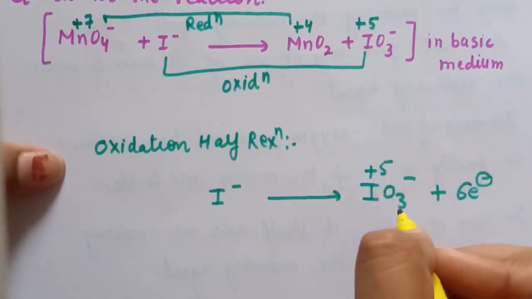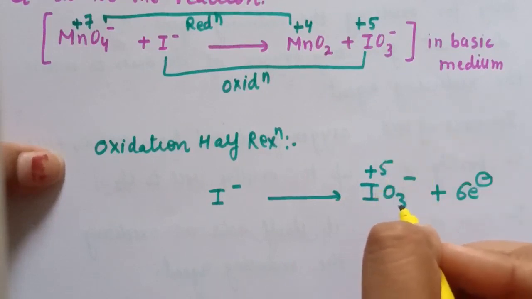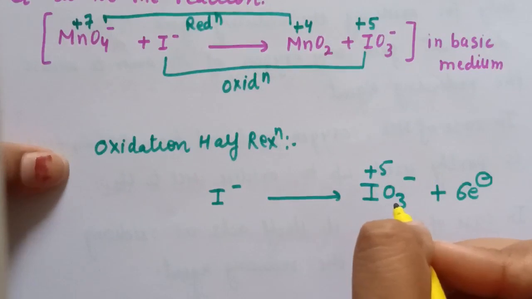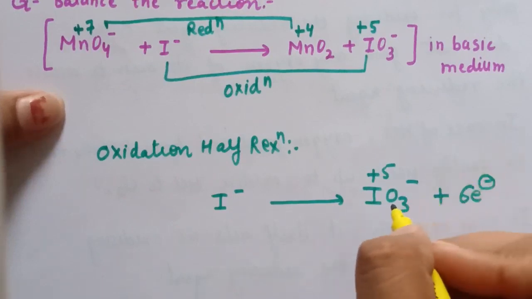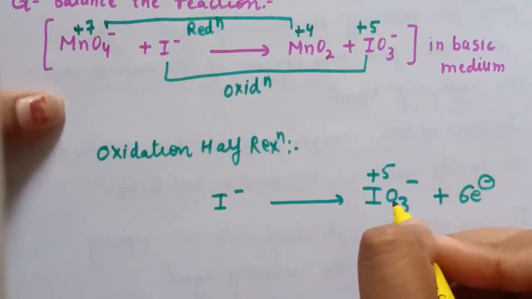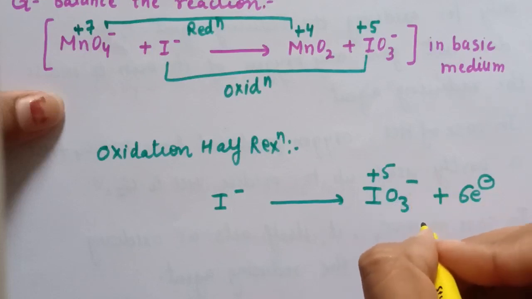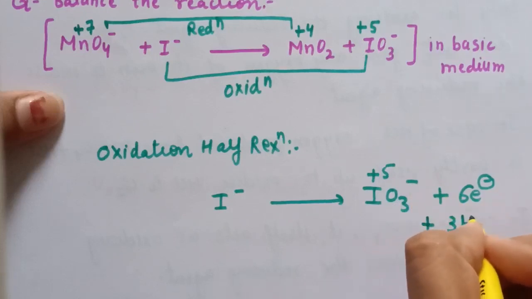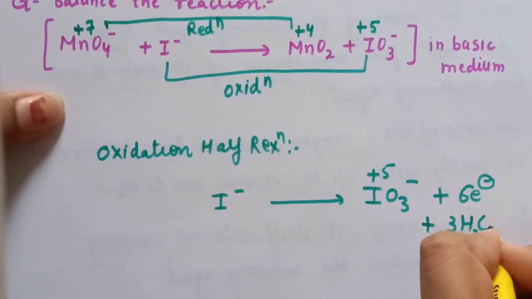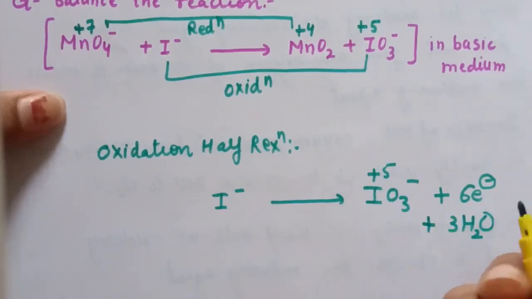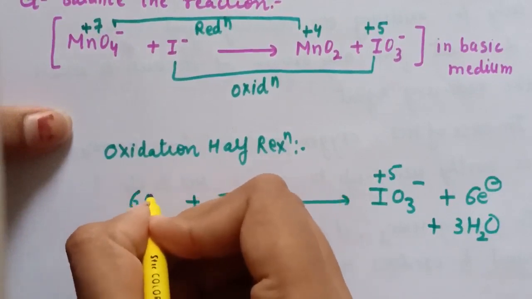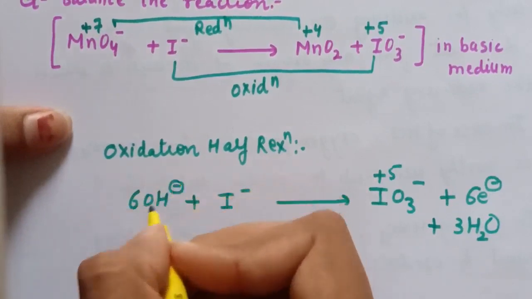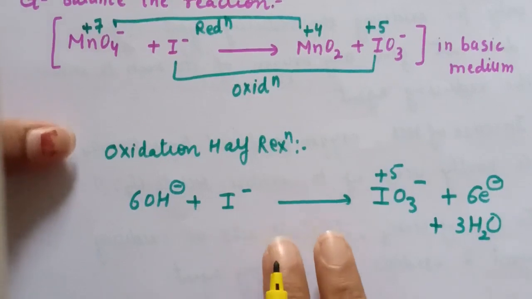Now on the right hand side we have 3 oxygen. In basic medium we will balance oxygen and hydrogen by adding water molecules and OH negative ions. So on the right hand side we have 3 oxygen, so we will add 3 water molecules, and on the opposite side we will add 6 OH negative ions. So this equation is balanced.